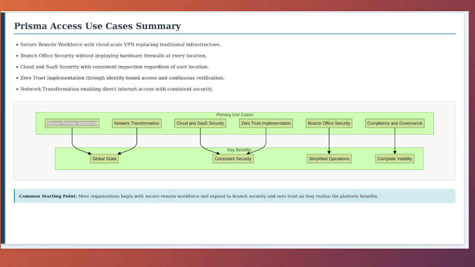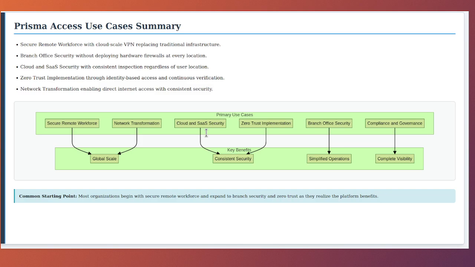Cloud and software as a service security ensures that access to cloud applications is protected regardless of where users connect from. The secure web gateway capabilities inspect all web traffic, while CASB features provide visibility and control over software as a service application usage. Zero Trust implementation is enabled by the combination of identity-based access control, continuous verification, and comprehensive inspection that Prisma Access provides.